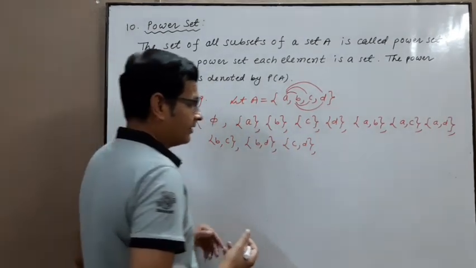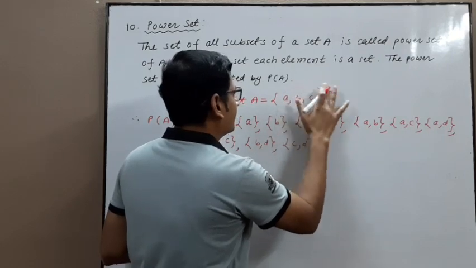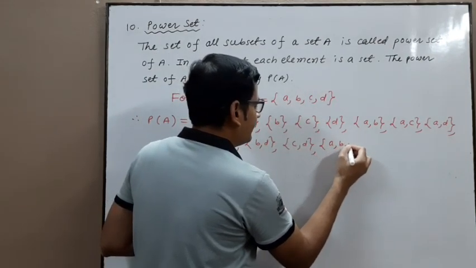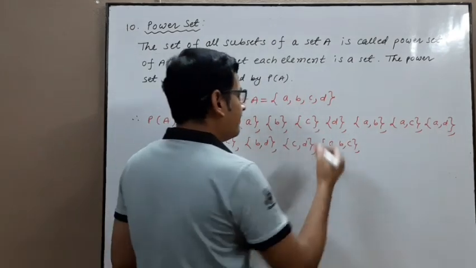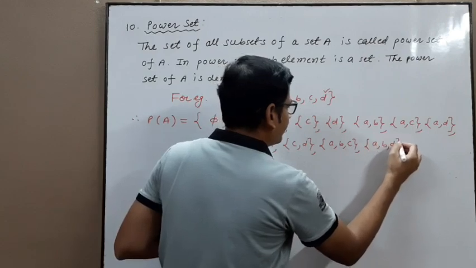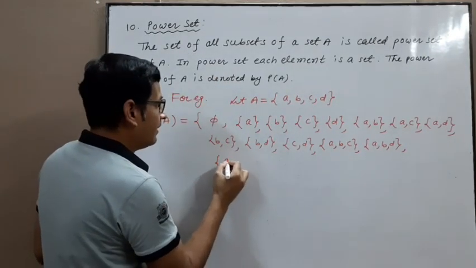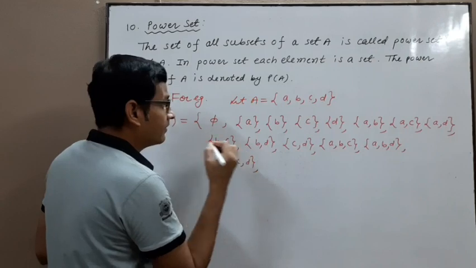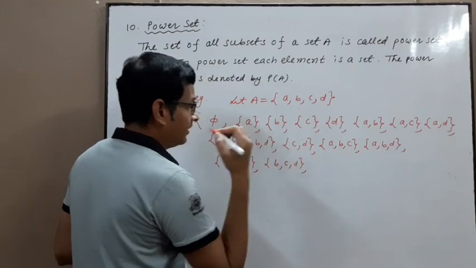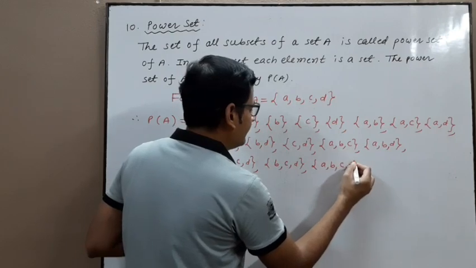Now take triples. First time take the first 3, {a, b, c}. Don't take d. Second time don't take c. So {a, b, d}. Next time don't take b. {a, c, d}. Next time don't take a. {b, c, d}. So these are the triples. Now take all 4 together. {a, b, c, d}.